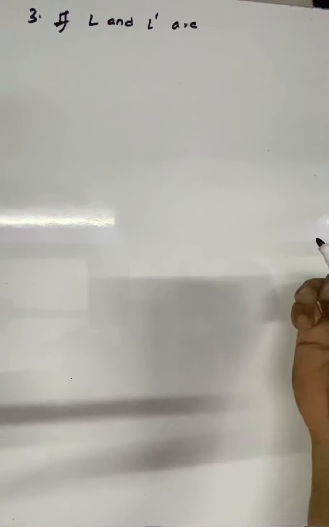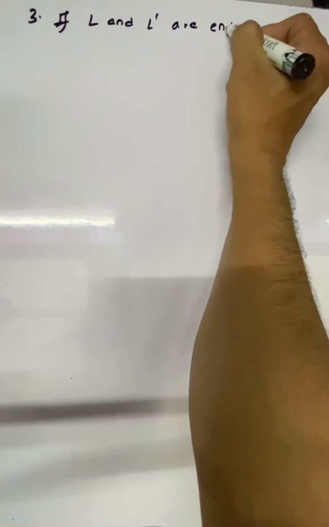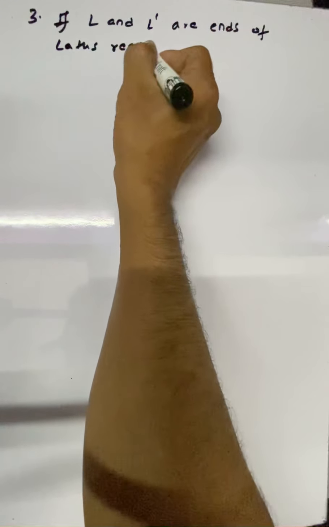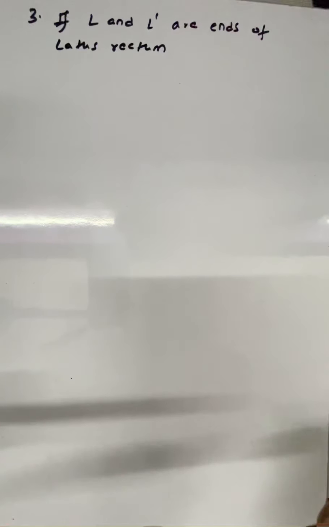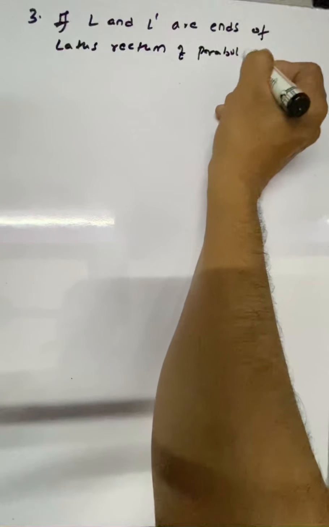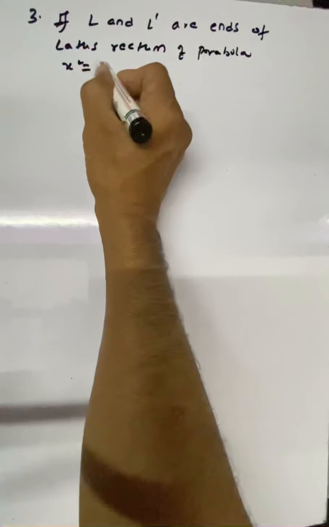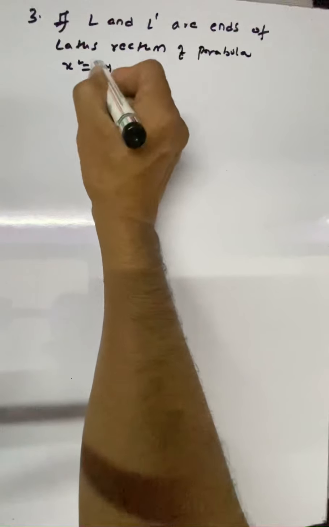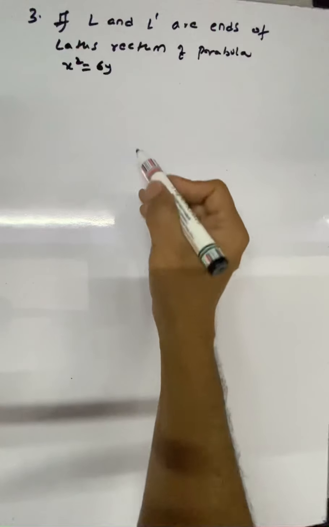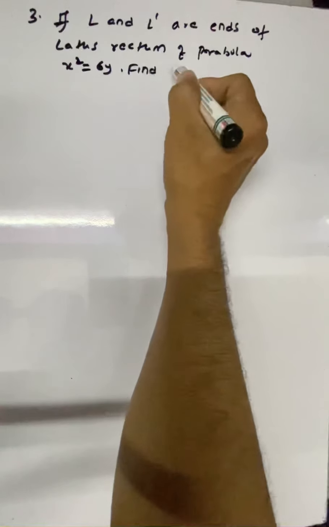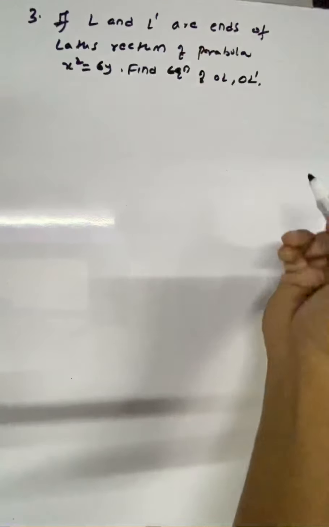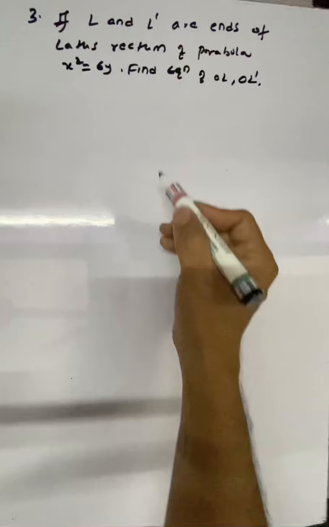If L and L dash are the ends of the latus rectum of the parabola x square equals 6y, find the equation of OL and OL dash. Also find the angle between them.